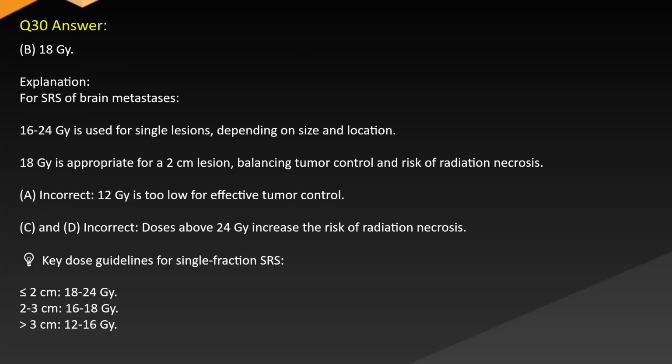Answer: B. 18 Gy. Explanation: for SRS of brain metastases, 15 to 24 Gy is used for single lesions depending on size and location. 18 Gy is appropriate for a 2 cm lesion, balancing tumor control and risk of radiation necrosis. A. Incorrect. 12 Gy is too low for effective tumor control. C and D. Incorrect. Doses above 24 Gy increase the risk of radiation necrosis. Bonus, key dose guidelines for single fraction SRS: 3 cm, 12 to 16 Gy.